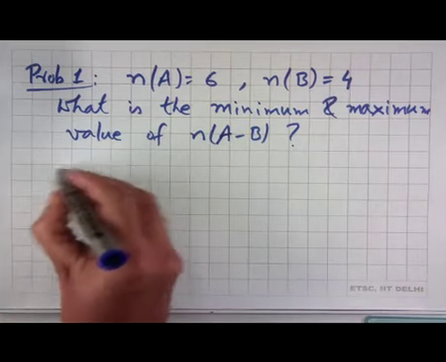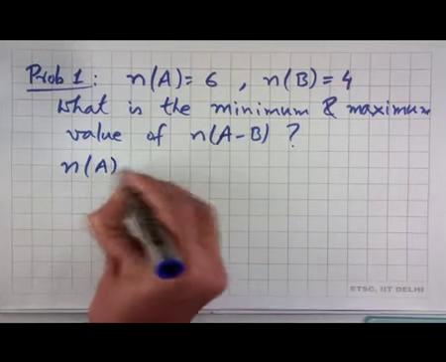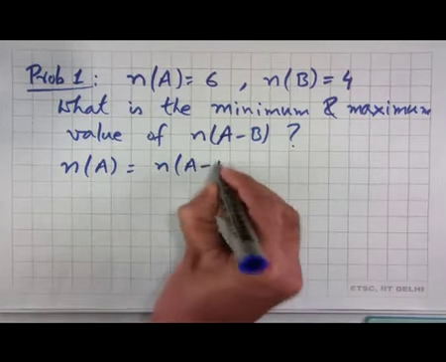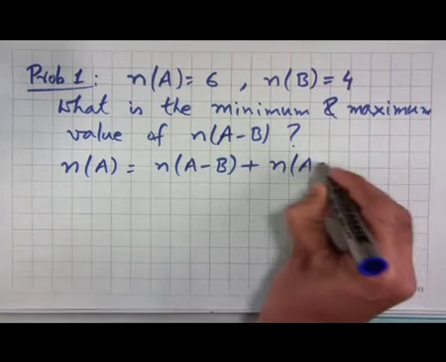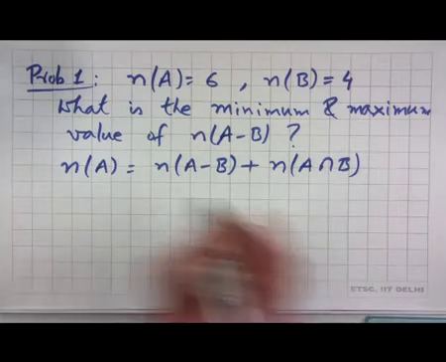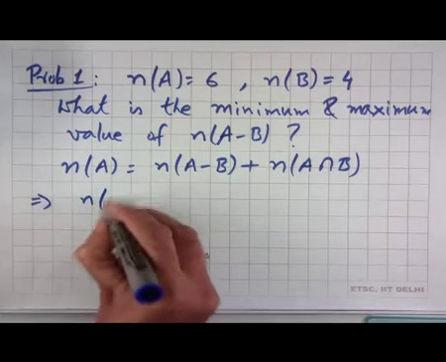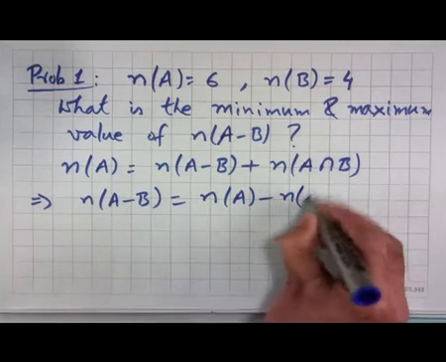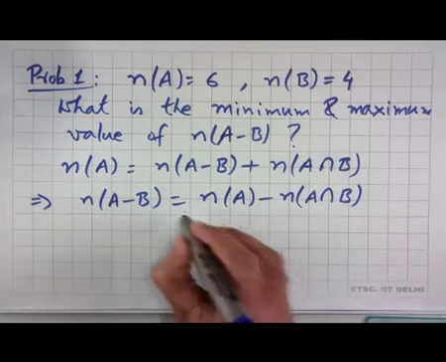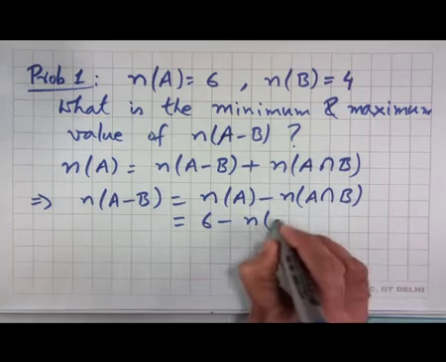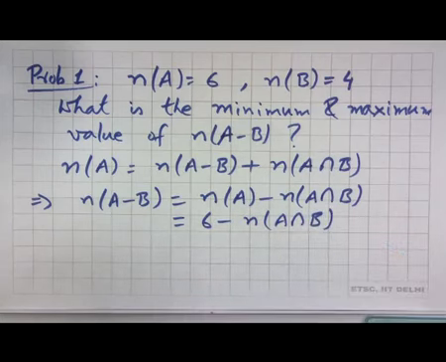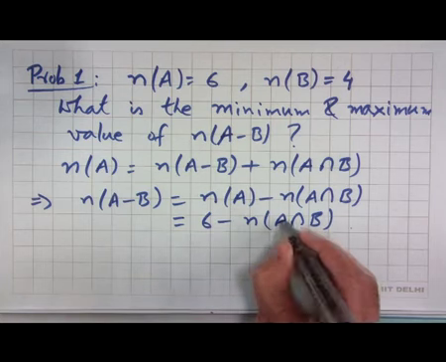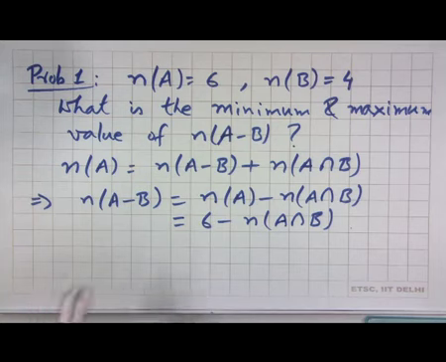So, we know that n of A is equal to n of A minus B plus n of A intersection B. So, therefore, n of A minus B is equal to n of A minus n of A intersection B. N of A is given to us, this is equal to 6 minus n of A intersection B. So, to find the minimum value of n of A minus B, we have to ask what is the maximum value of n of A intersection B, and the maximum of n of A minus B will be when n of A intersection B is minimum.